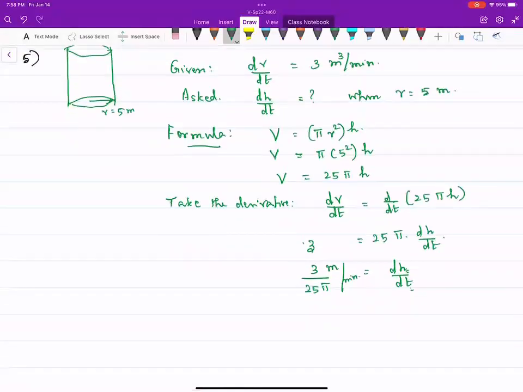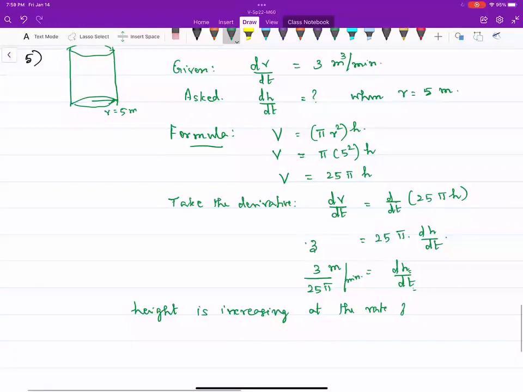So the height of the cylinder is changing. Height is increasing at the rate of 3 over 25 pi meters per minute.